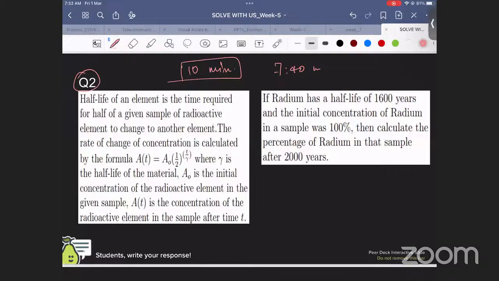Sir, that is A naught into 1 by 2 raised to the power t by gamma, no?